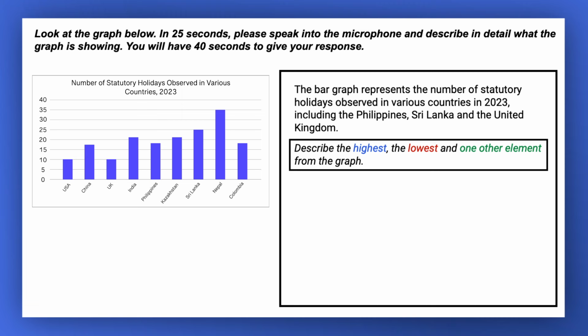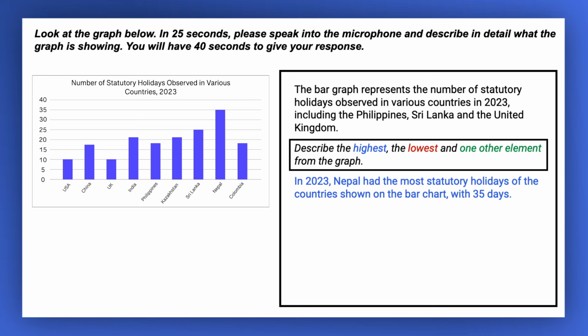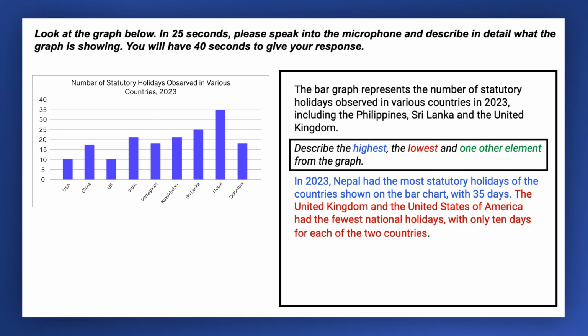In 2023, Nepal had the most statutory holidays of the countries shown on the bar chart, with 35 days. Then the lowest. The United Kingdom and the United States of America had the fewest national holidays, with only 10 days for each of the two countries.